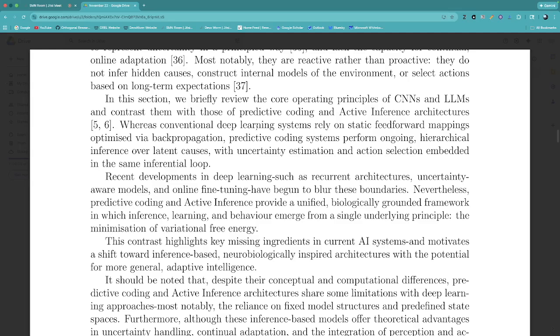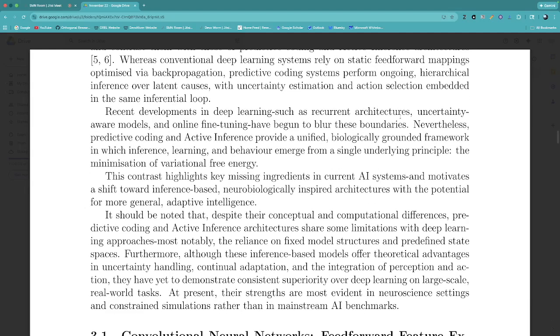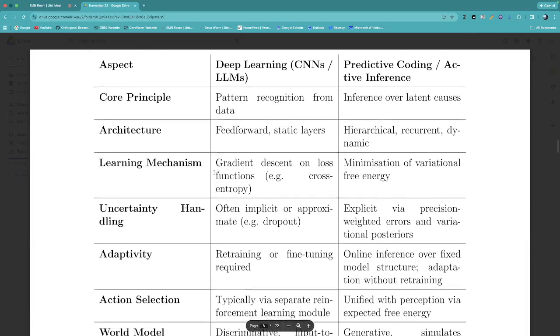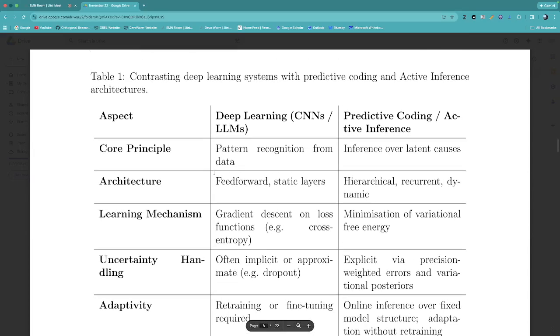So there have been some developments, such as recurrent architectures, uncertainty-aware models, and online fine-tuning, that have begun to chip away at this deficit of the traditional deep learning approach and its drawbacks. Nevertheless, predictive coding and active inference provide a unified, biologically grounded framework in which inference, learning, and behavior emerge from a single underlying principle, which is the minimization of variational free energy. And so that's kind of what their argument is.